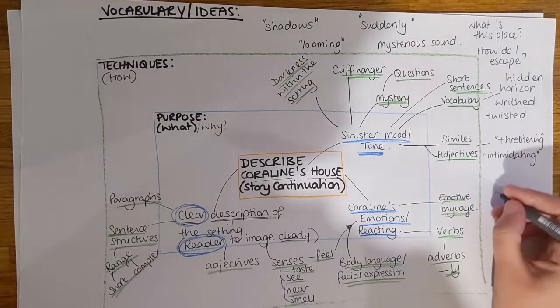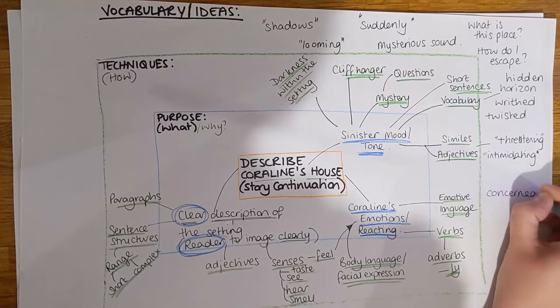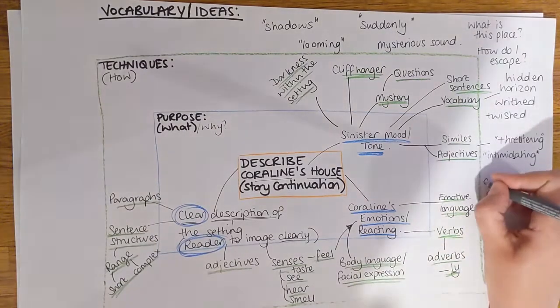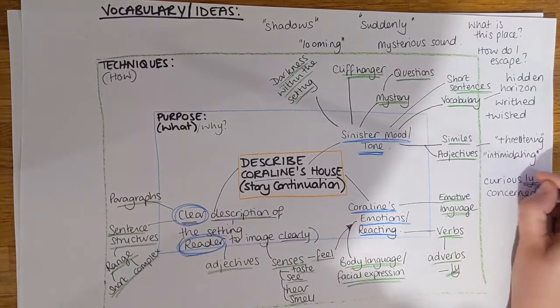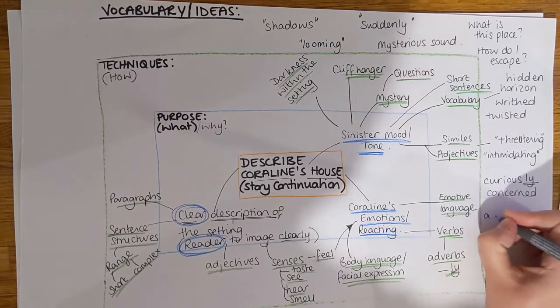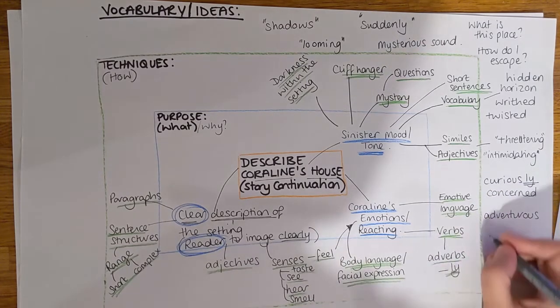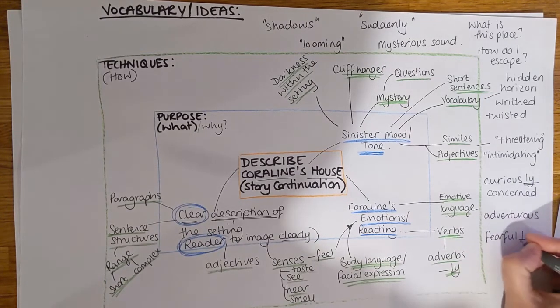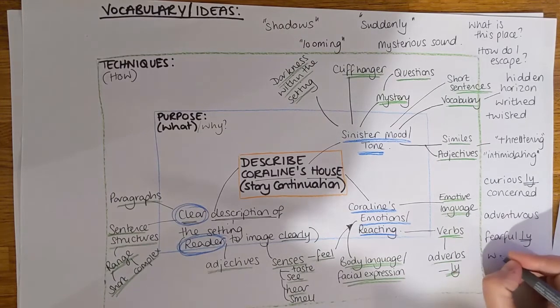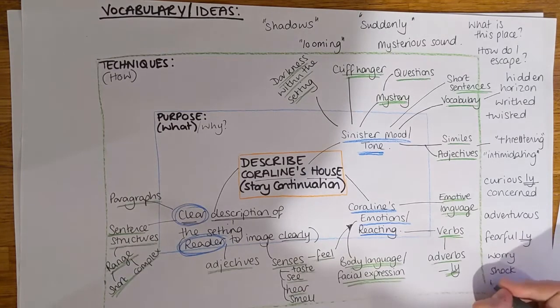So if we look down here, emotive language, she might be concerned. She might still be quite curious because she has been quite adventurous, hasn't she? So curiously, if you want an adverb. Adventurous. But then you might have fearful, maybe. Fearful or fearfully. Worry. Shock. Uneasy. She might be uneasy, feel uneasy.